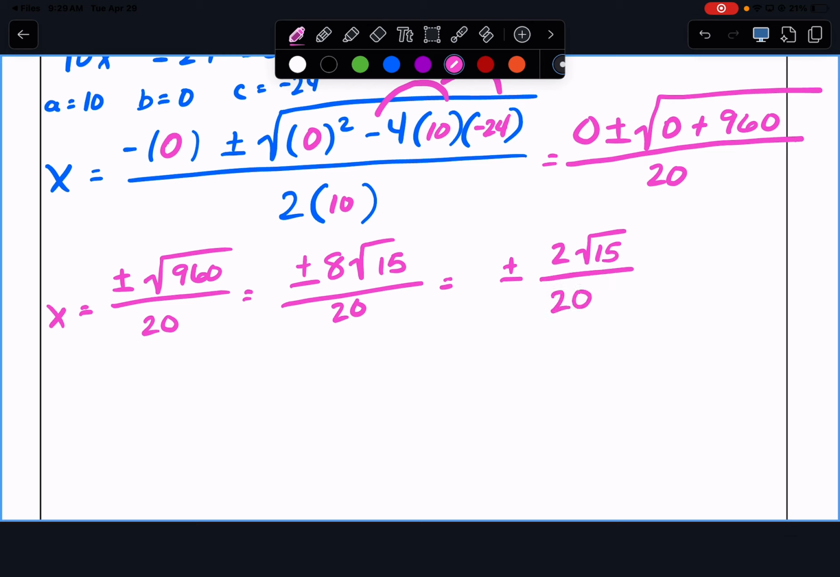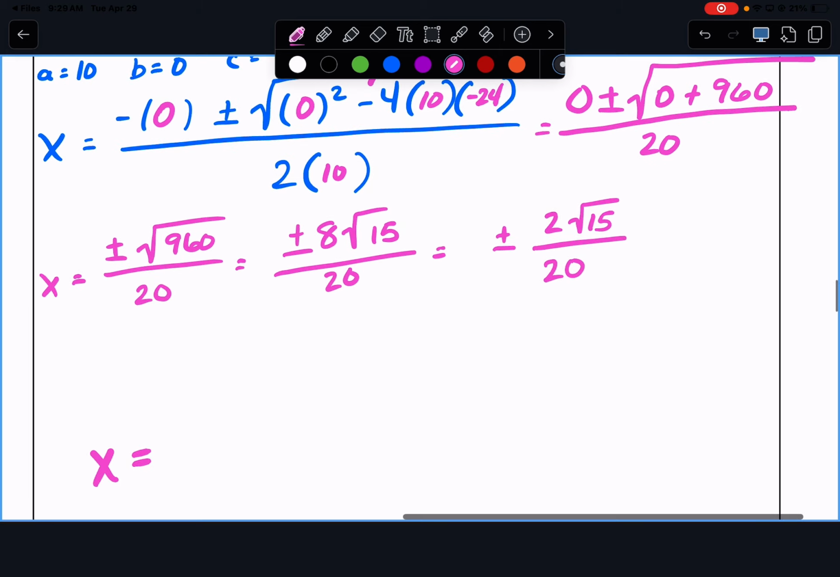I am going to do something nice for this test. When you have an answer that is left with a radical in it, it's 5. That is my bad. When you have a quadratic that is left with a radical in it, I am going to let you just do positive negative 2 root 15 divided by 5.